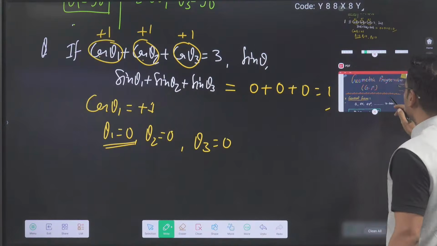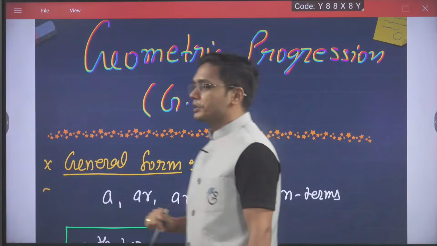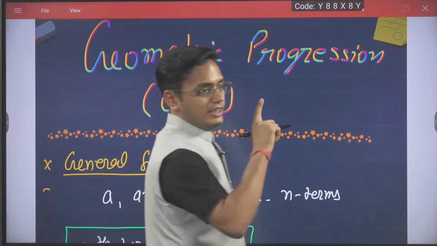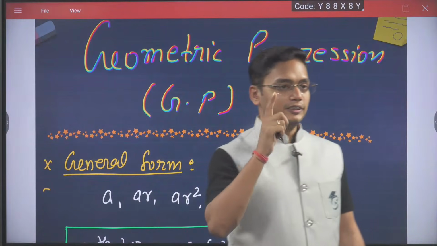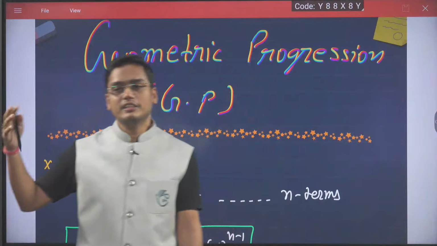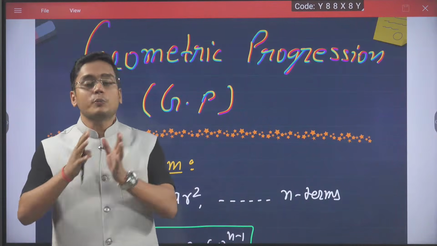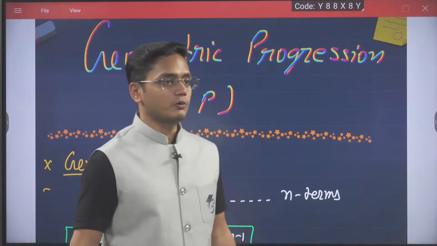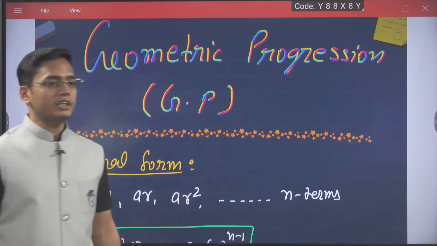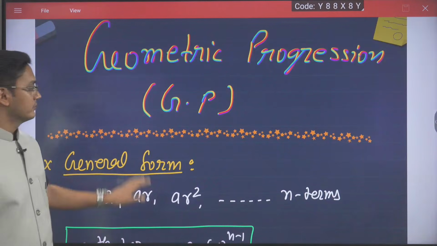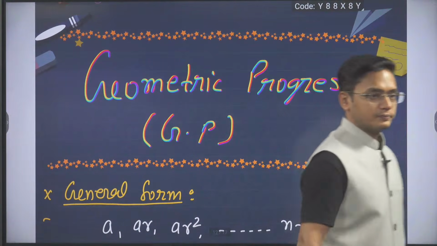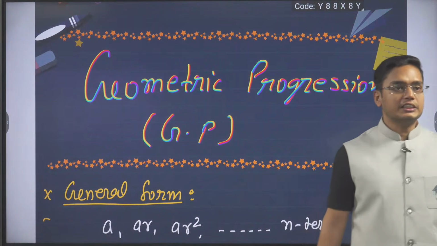GP full form is geometric progression. As I said in the last class, like AC, we don't say air conditioner. What we say? AC. Here also we don't say geometric progression. We only say GP. GP is sufficient. But full form you should know. So write down quickly. Geometric progression. GP. Name of the topic is geometric progression. GP.